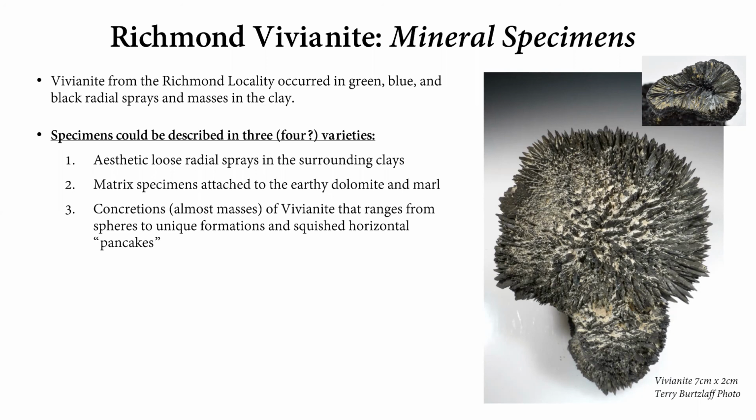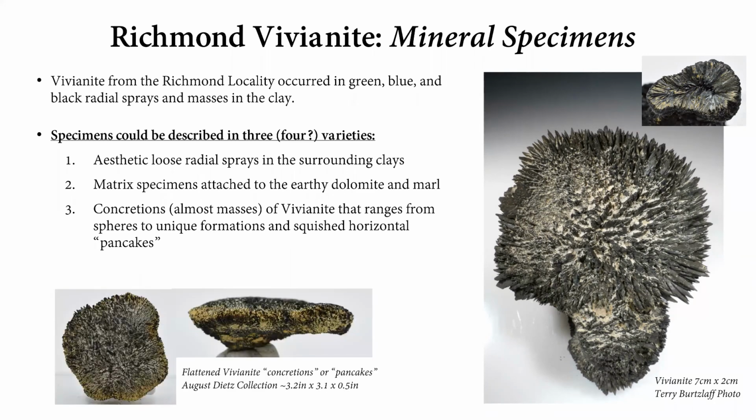Some of these were the lesser quality specimens from the location. You found a lot of these masses, and those masses didn't clean up as nicely as some of those radial sprays or the matrix specimens. Here you can see a photograph of what I'm talking about, those flattened pancakes. You can see a very small, squished Vivianite cluster there, and these are very difficult to clean, but we found a lot of those at the site.